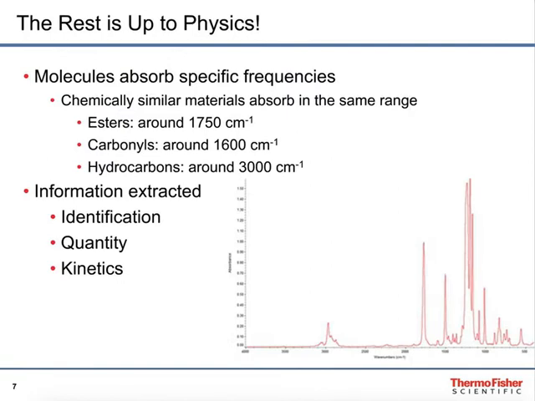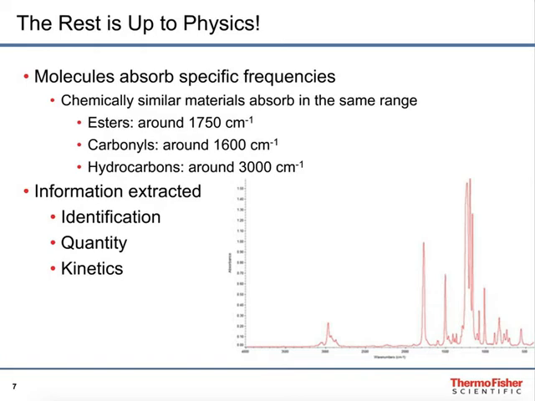Molecules and the vibrations within them will absorb at specific frequencies. If the molecules are chemically similar one to another, they will absorb at similar frequencies. And in the FTIR, the unit which is used to describe this is the wave number, centimeter to the -1. Esters tend to absorb around 1750 wave numbers, carbonyl 1600, hydrocarbons around 3000.